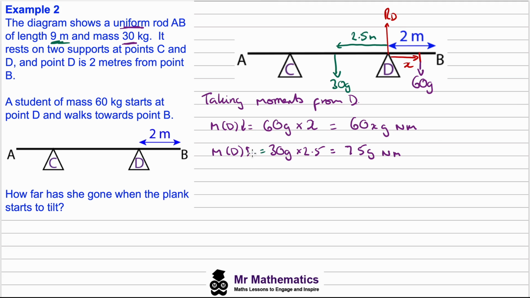Because it's on the point of tilting, then these two moments will be equal. So 60xg will be equal to 75g. We can cancel out the g's, so 60x will equal 75. So x will be equal to 1.25 meters. And that means that she's travelled 1.25 meters from D. So this will be the final solution. Okay? Let's try one more example.